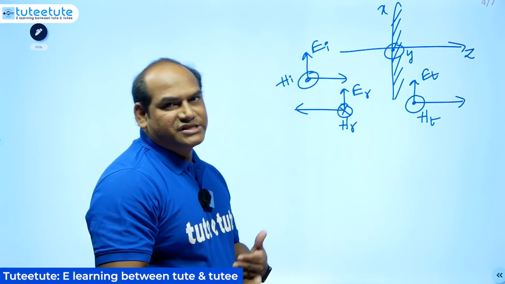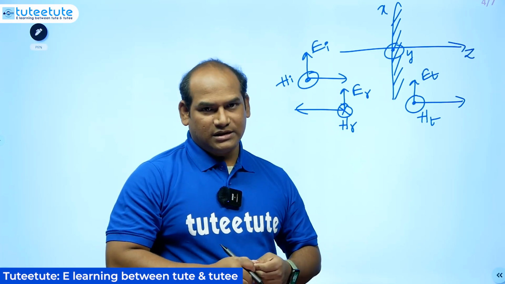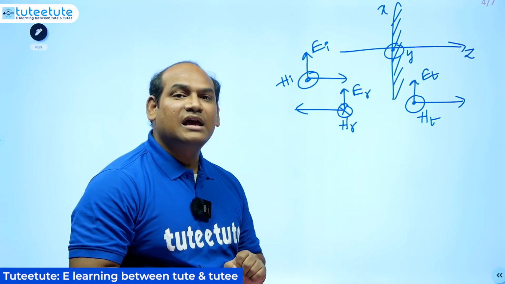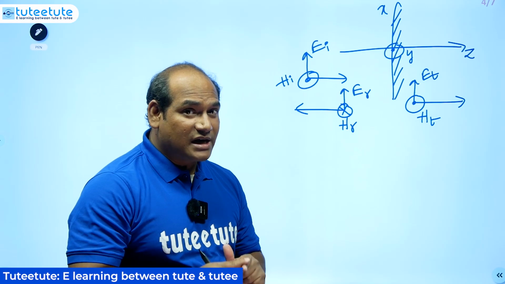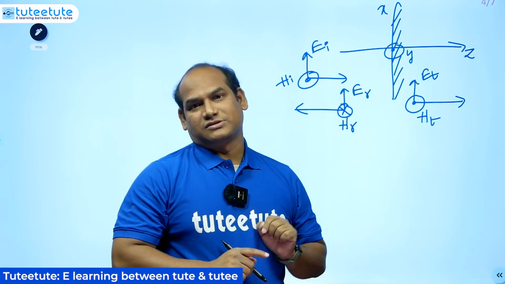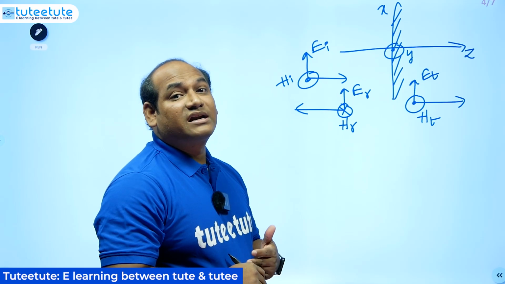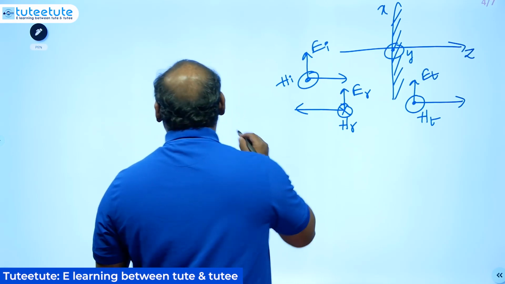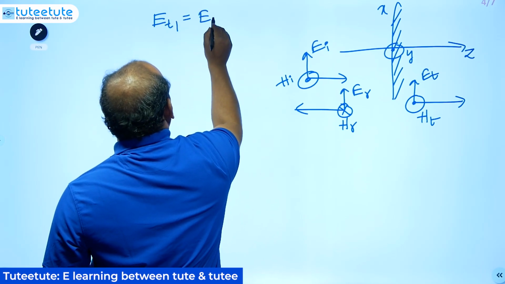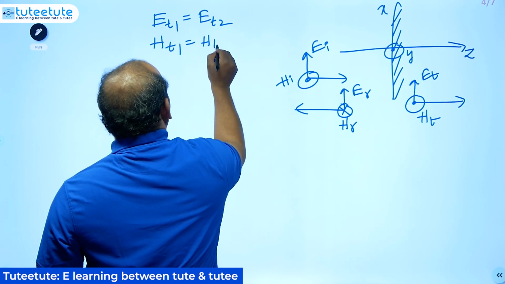So we know the boundary conditions generally. On the boundary, if you assume there is no charge and there is no current, then the tangential components of the electric fields and the tangential components of the magnetic fields are continuous. Even if charge is there, the tangential components of the electric field are continuous only. So we can take the equations like this: E tan 1 is equal to E tan 2. Because there is no current, we can take HT1 is equal to HT2.